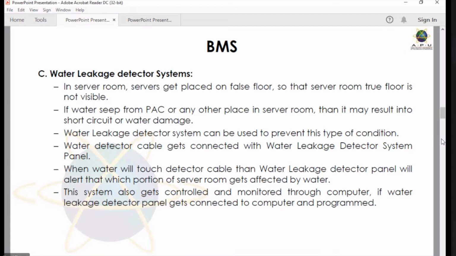This system also gets controlled and monitored through computer if water leakage detector panel get connected to computer and program. यदि प्रोग्राम गरेर कम्प्युटरसँग हामीले कनेक्ट गरेका छौँ भने it will give an alert that water has accumulated in data center.